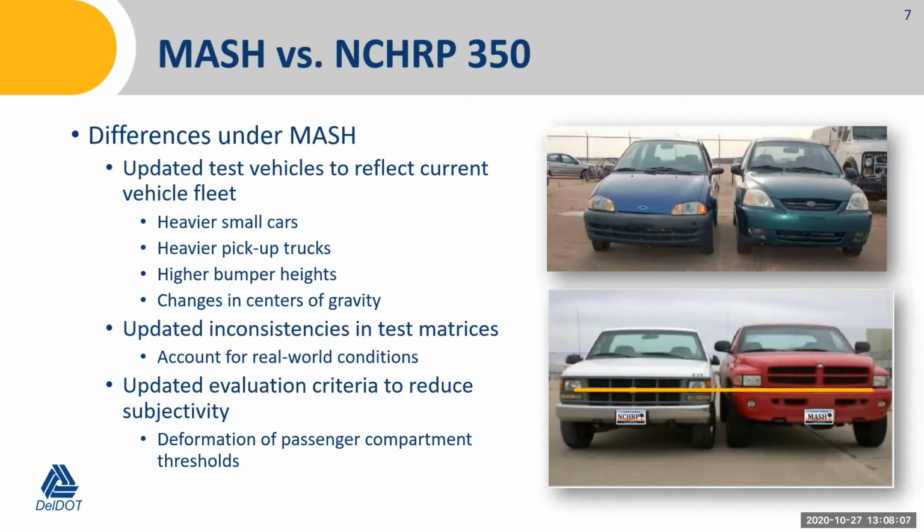Some of the inconsistencies in the different test matrices were updated. There's some accountability for real-world scenarios, more so than what was accounted for in NCHRP 350. As Mike talked about in detail, there are updated evaluation criteria in MASH that reduce some of the subjectivity, especially related to passenger compartment deformation thresholds that were really subjective in NCHRP 350, and that's had a huge impact on where we're at with crash testing of roadside hardware, especially with signposts and the new requirements for minimum windshield deformation. That's part of the reason why we don't have MASH suitable signposts yet.